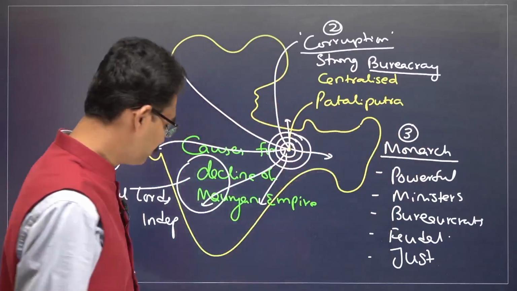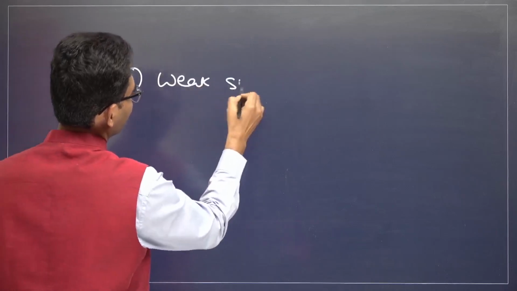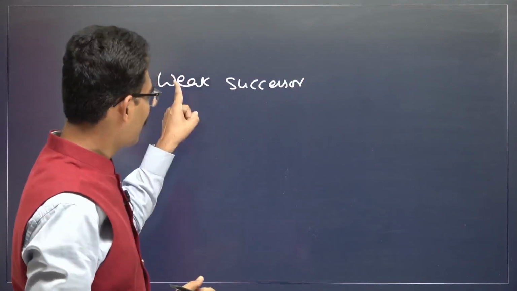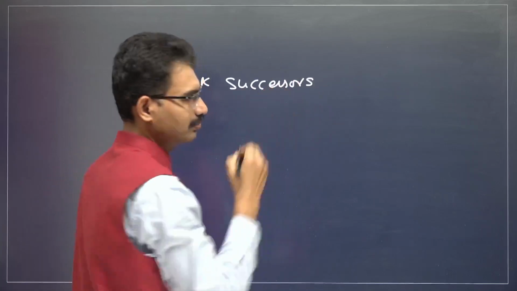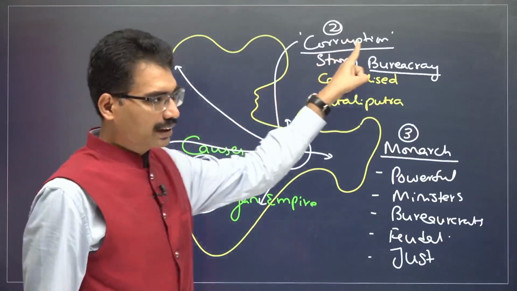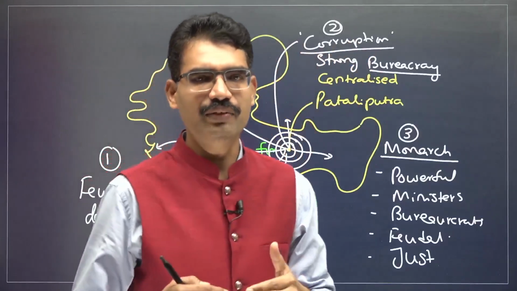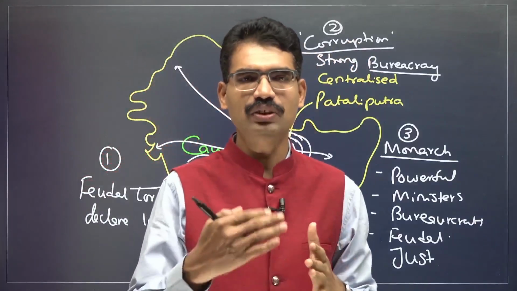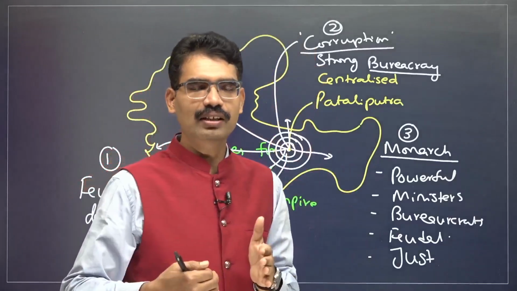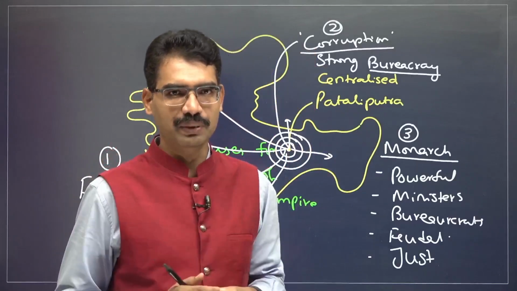I will write them one by one. Number one, weak successors. Because of this, all other weaknesses become very strong. Weak successors after Ashoka. Next one, corruption. When corruption is there, can they collect the taxes and deposit everything? The bureaucrats who collect the tax will not deposit it in the treasury of the state, and rather use it for their personal purposes.